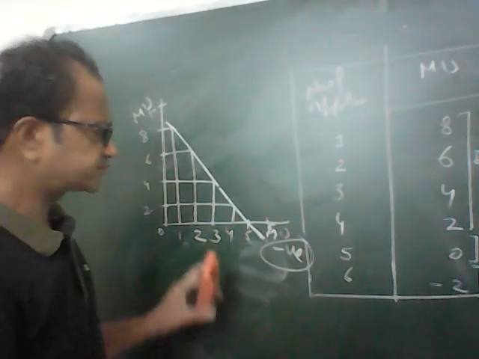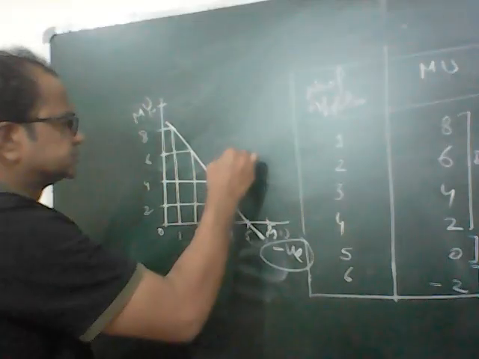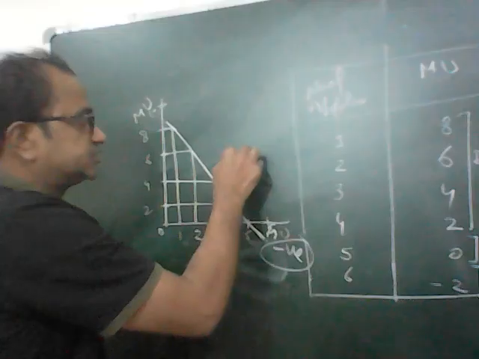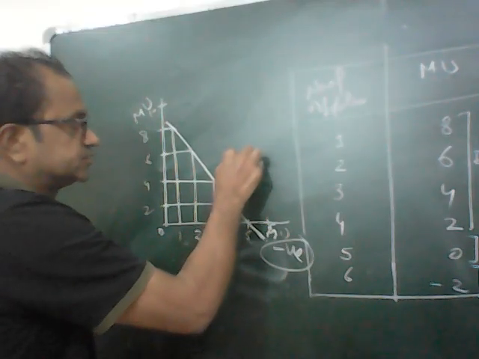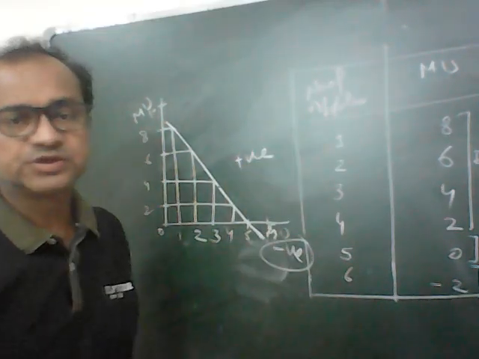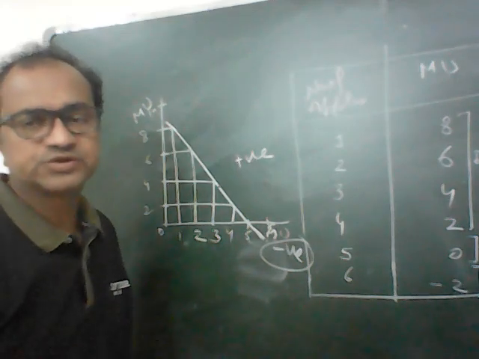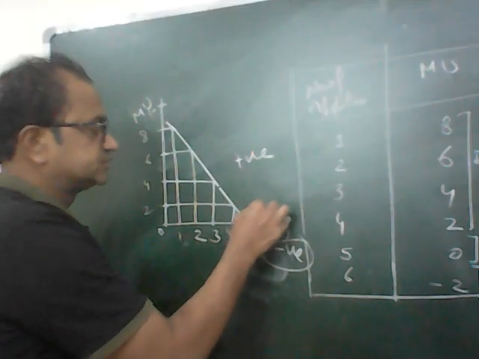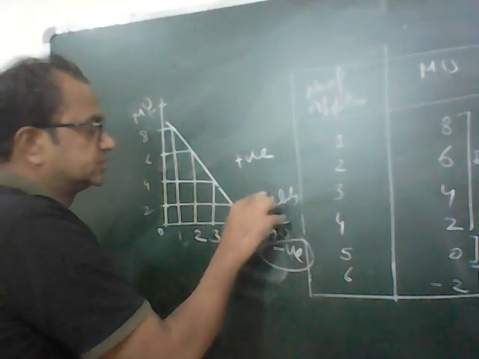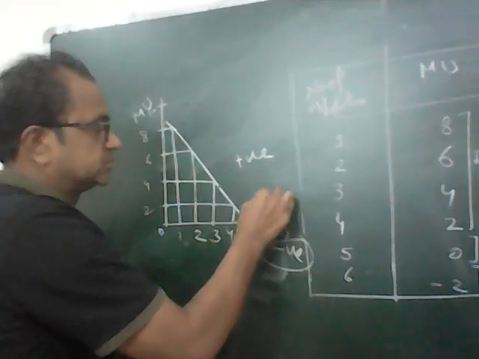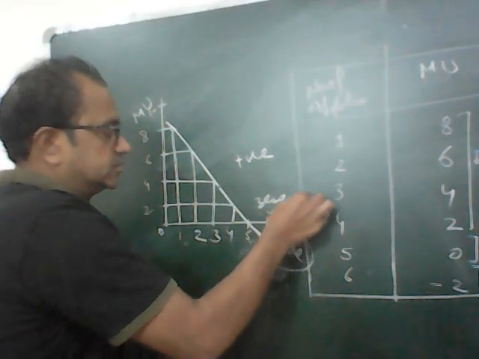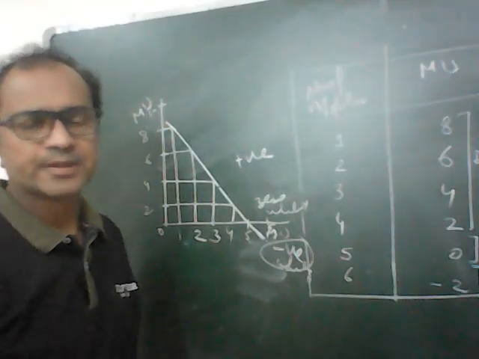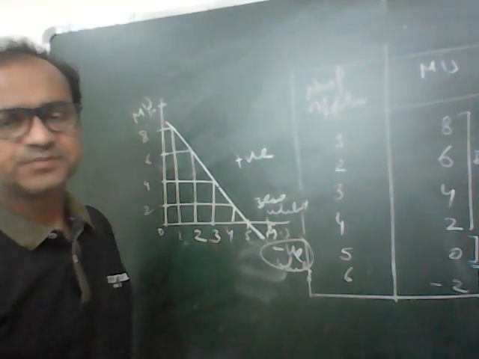So it shows there are three phases or three aspects. First one is diminishing marginal utility. It is positive, but it goes on diminishing by the consumption of more and more units of apple. The second one is zero utility, and the third is negative utility. This is the law of diminishing marginal utility.